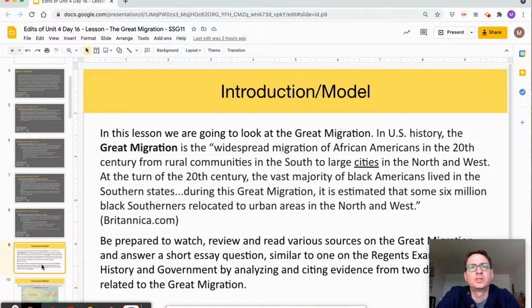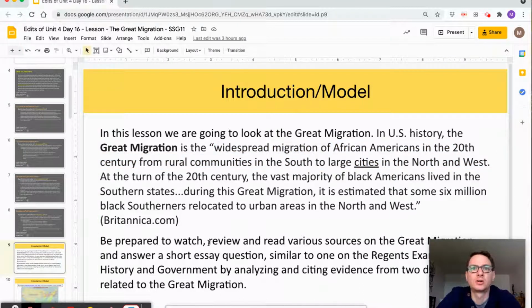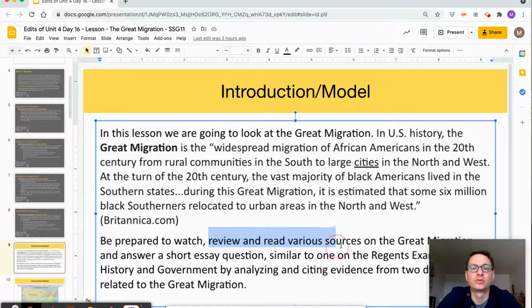On this slide, we can see the definition provided by Encyclopedia Britannica that informs us that this was a widespread movement of African Americans in the 20th century from rural communities in the South to large cities in the North and West. To learn more about this, the lesson calls for us to read and review a variety of sources, specifically maps and a video by Professor Davarian Baldwin.